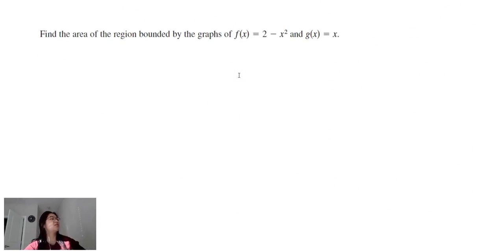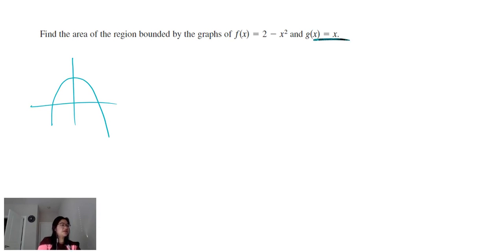All right. So how about this, where we have the area of the region bounded by f of x equals 2 minus x squared, so that's the parabola facing downwards, and g of x equals x, so that's a straight line, and now we have an area.